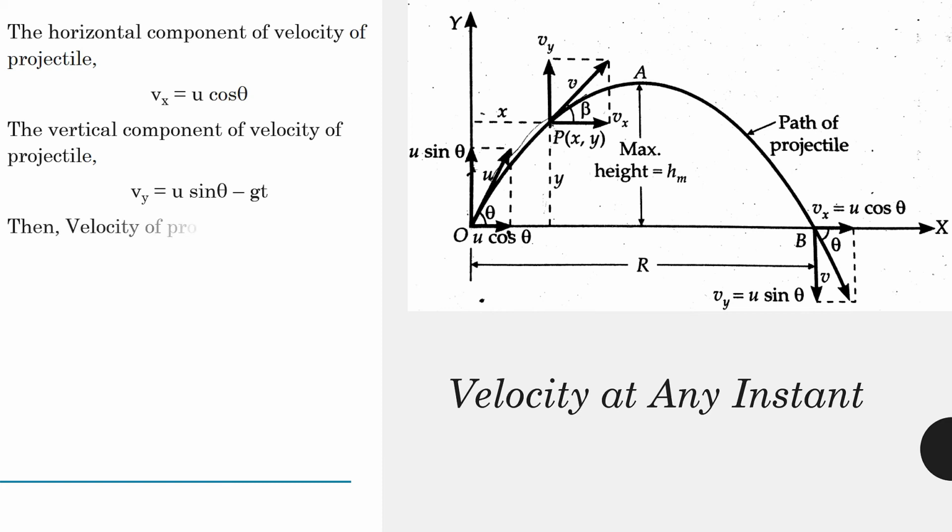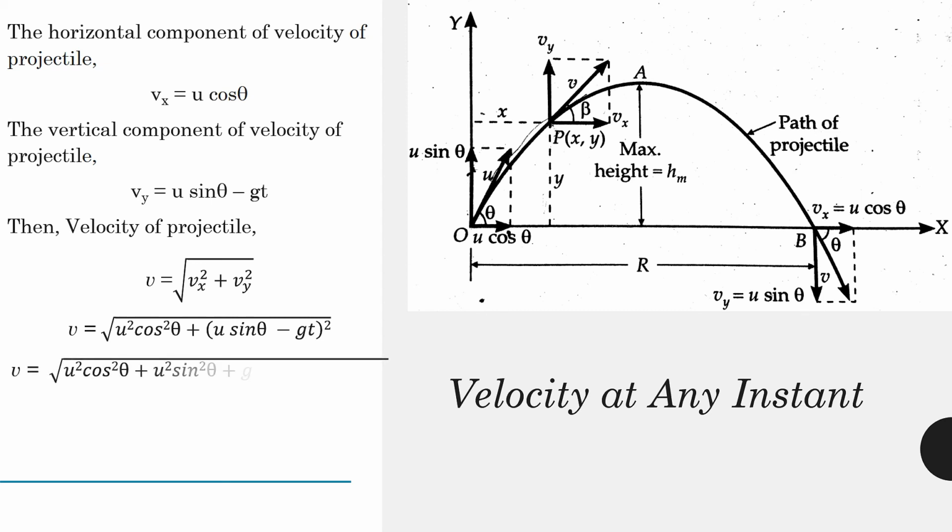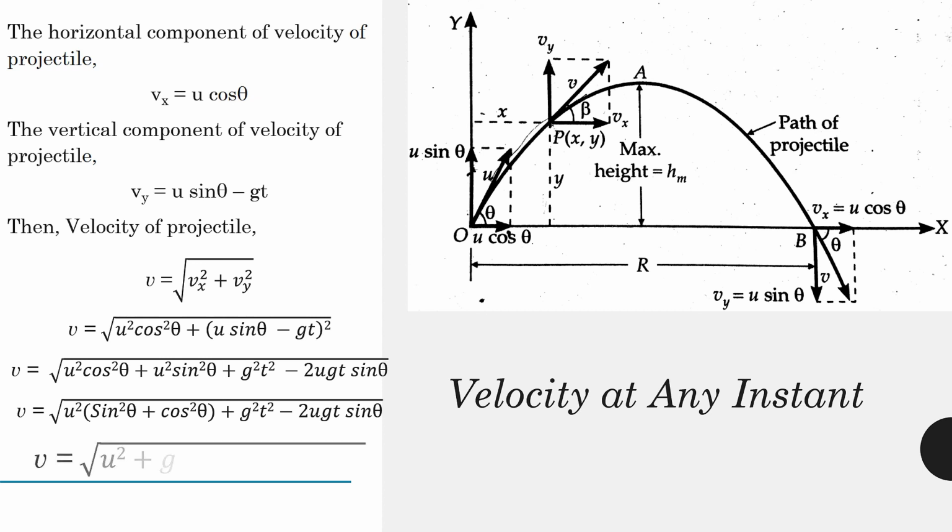So the velocity of the projectile at any instant is given by v equals under root vx square plus vy square. Putting the values we get v equals under root u square cos square theta plus u sin theta minus gt whole square. Or you can say that v equals under root u square cos square theta plus u square sin square theta plus g square t square minus 2u gt sin theta. Taking out common u square, we get cos square theta plus sin square theta plus g square t square minus 2u gt sin theta. Sin square theta plus cos square theta is equal to 1. So we have v equals under root u square plus g square t square minus 2u gt sin theta.